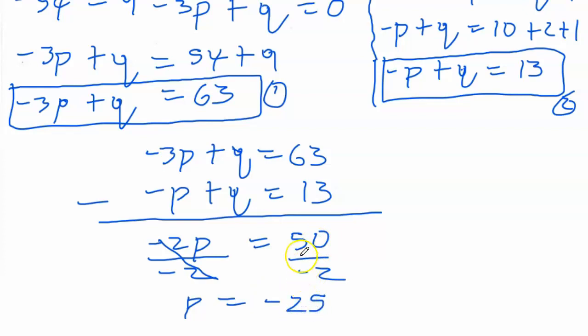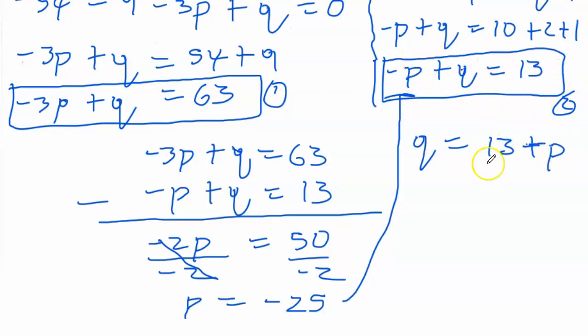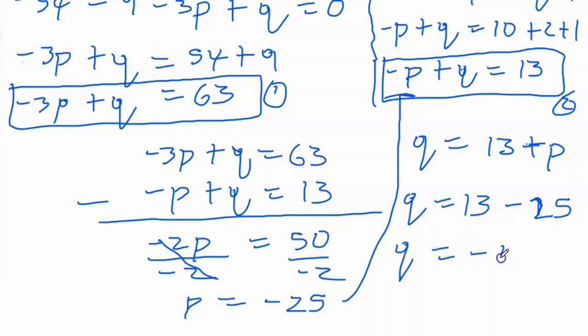So p is minus 25, and we can substitute the value of p into equation 2 to end up with the value of q. So notice we have minus p plus q equal to 13. If I transpose p, I'll get q equal to 13 plus p. Right, so I group everything on the right hand side here except the q. So q equal to 13 plus negative 25. That's 13 minus 25. Value of p is negative 25. So 13 minus 25. So q is equal to minus 12.